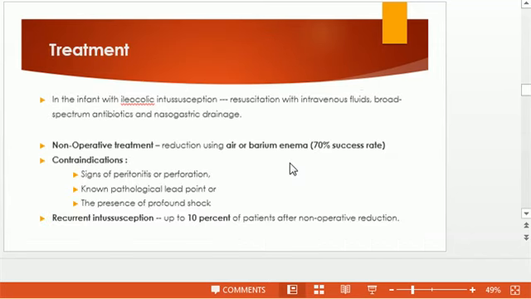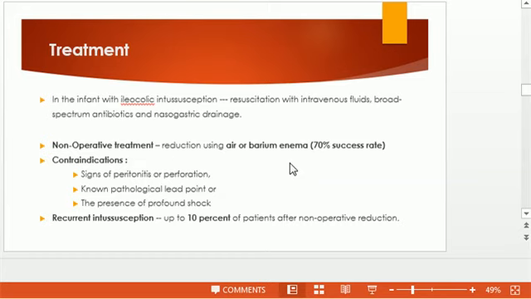Now, if we come to the treatment of intussusception, what is the treatment? Obviously, in the infant with ileocolic intussusception, initially we have to resuscitate, as in all cases of intestinal obstruction. And what is resuscitation? Resuscitation with intravenous fluids, broad spectrum antibiotics, nasogastric suction, passing a nasogastric tube and emptying the stomach.